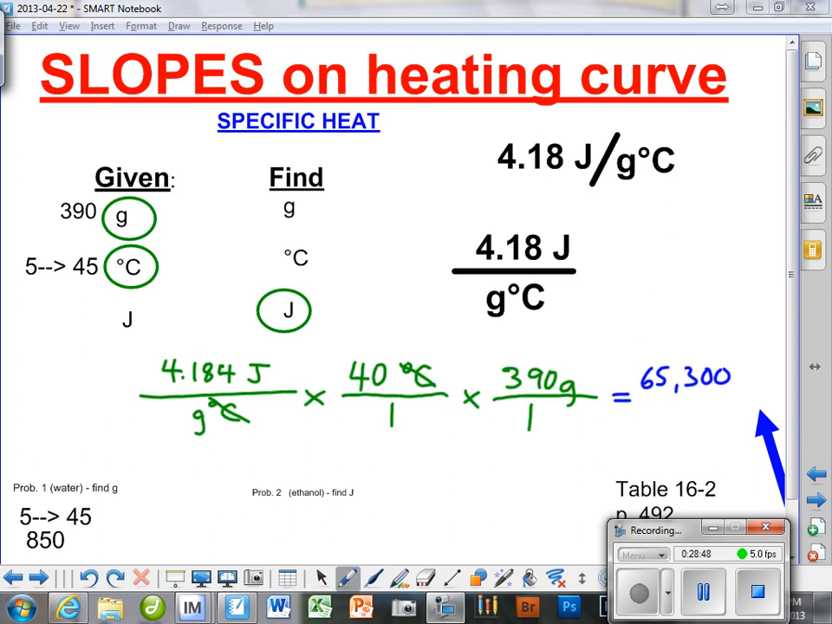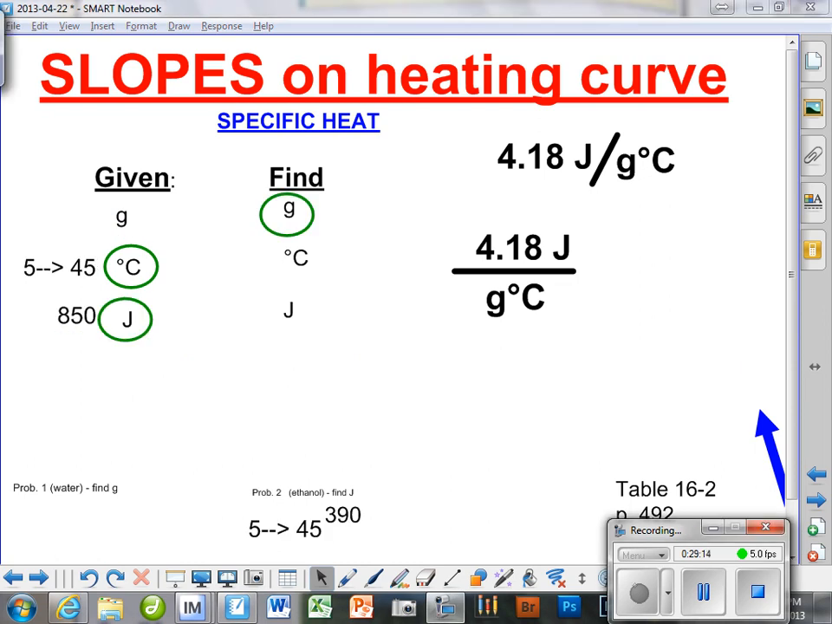So we have an answer, and this is going to be in joules because we've canceled our degrees centigrade, and we also get to cancel our grams because we have grams top and bottom. And now we have solved for joules. Let's see how we solve when we're looking to find something else like grams. So let's go ahead and erase this. Okay, in the new problem now, we're going to be looking for grams.